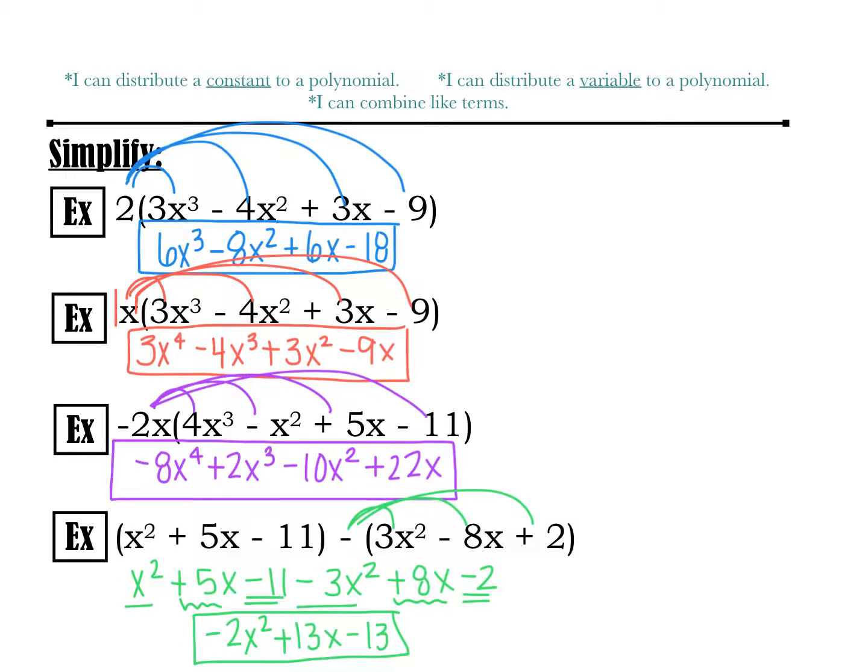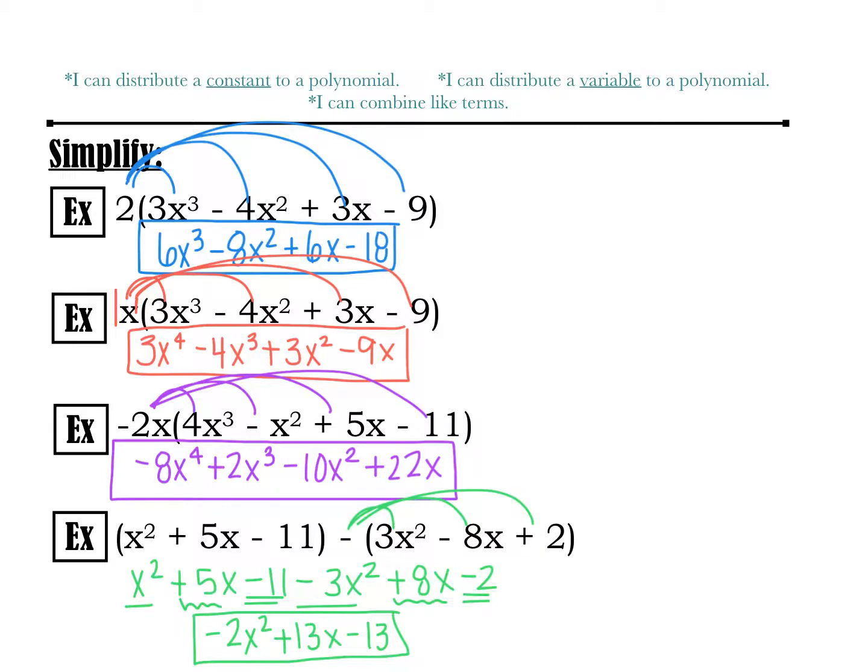Alright, so hopefully when you distributed that negative 2x to each term, you ended up with negative 8x to the fourth plus 2x to the third minus 10x squared plus 22x. So if you have any questions, make sure you write those down. And then in this example, hopefully you saw the difference. Here we're multiplying and here we're subtracting. So we're just subtracting each term.